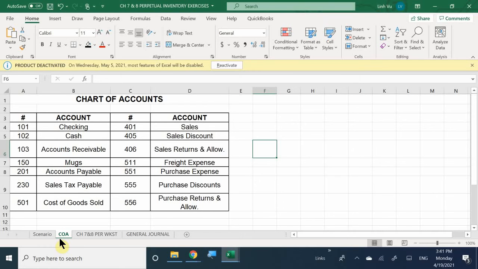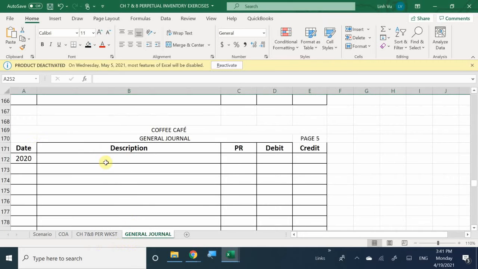Okay. What else do we need to recognize? Let's see. Purchase expense though? No. Okay, we have mugs, right? We have mugs. Perfect. Okay, so on accounts payable. Good. So we need account 150 for mugs and account 201 for accounts payable. So let's go ahead and go to our journal.